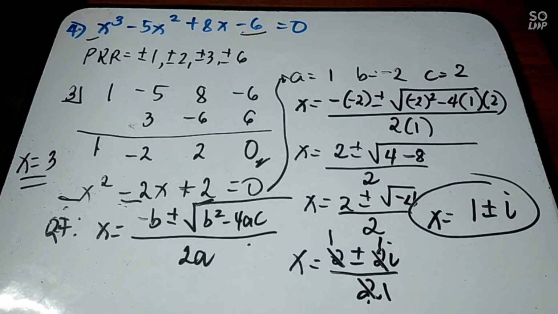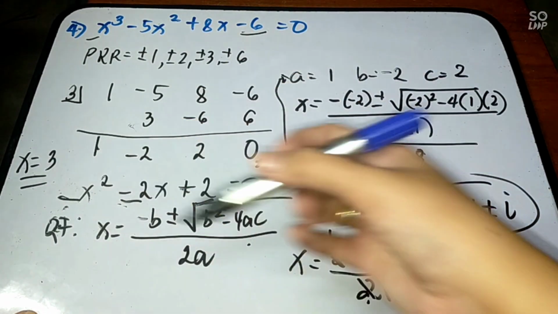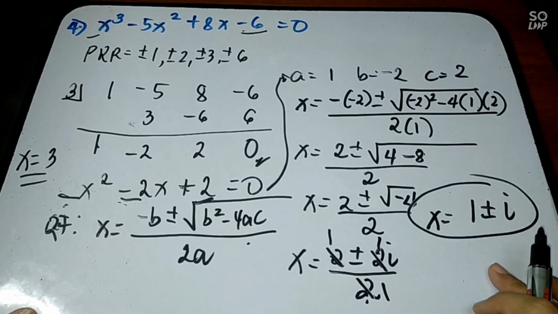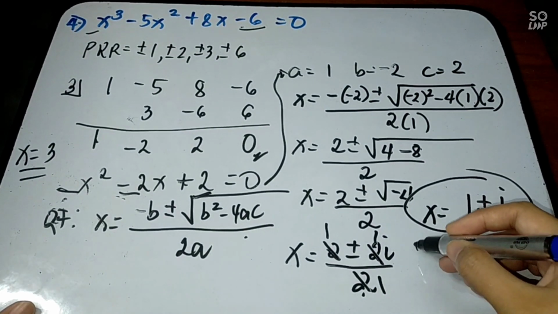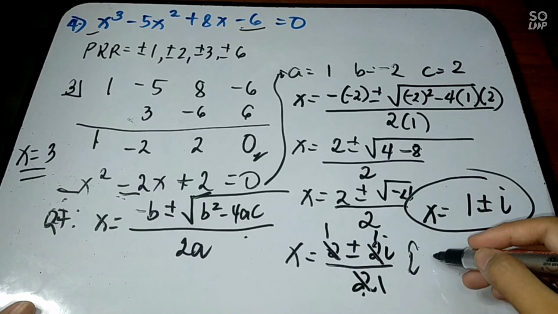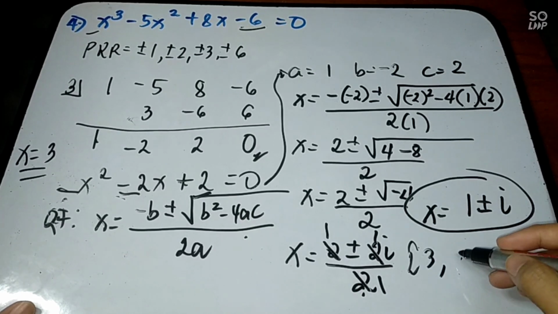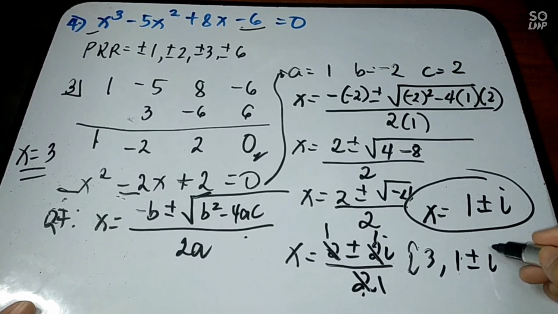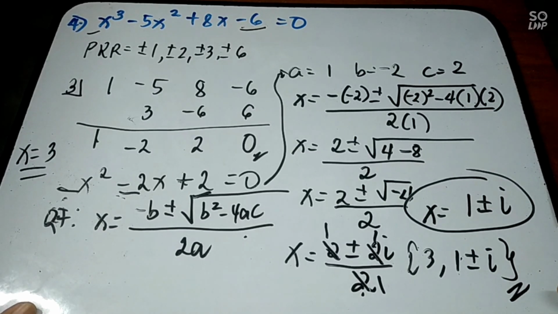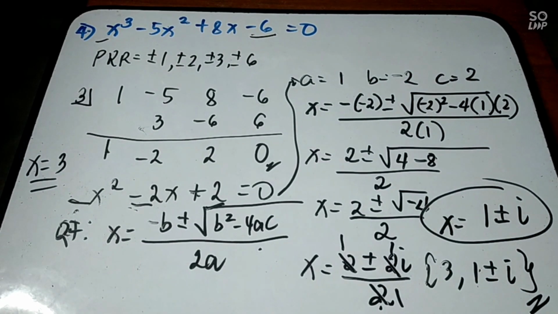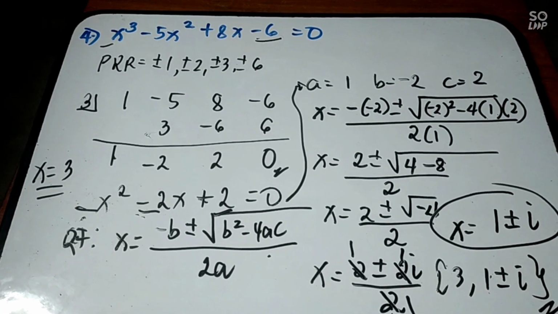So, therefore, you have one positive real root and then two imaginary roots. Alright? So, our roots, we have here 3 and then 1 and positive and negative i. So, you can separate that: 1 plus i and 1 minus i. That is it. Is it clear? So, that is how you find the roots of this one.